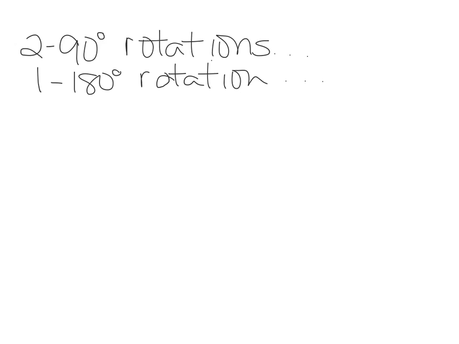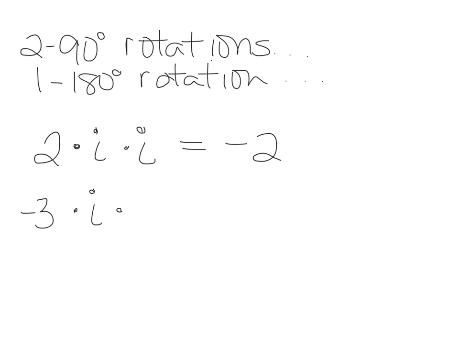So if I take a number and I multiply it by i twice, I would be on the negative side of the real number line. If I take a number and I multiply it by negative 1 twice, I end up on the positive side, right?